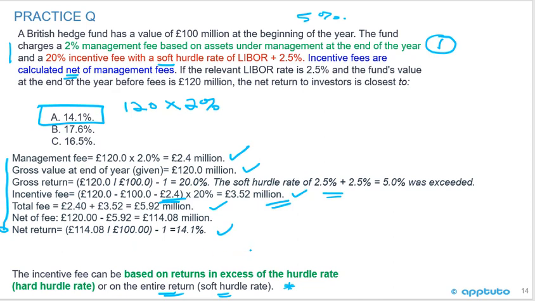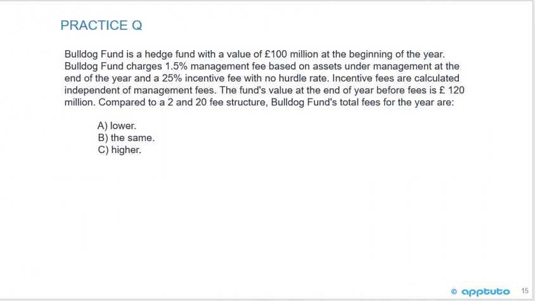So again, if you're really up to speed on these, it can still be done within 90 seconds. The key is to read the question very carefully, pick up beginning of the year, end of the year, soft hurdle rate or hard hurdle rate, and net or independent of the management fees. And I think by now you're starting to see that these are not that difficult. You just need to pay attention to details. So one last practice question to finish this LOS.